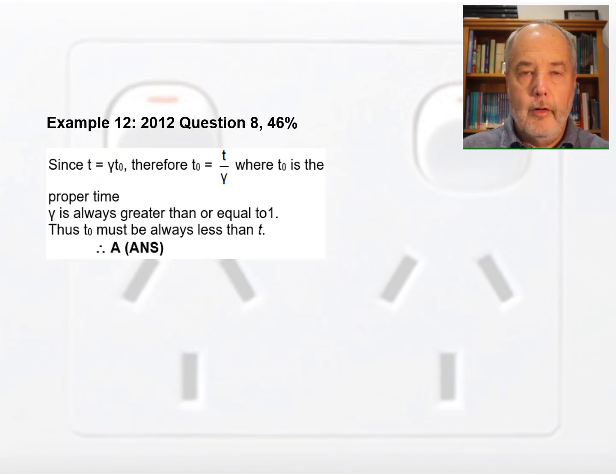The proper time is always the shortest time. It's the time measured in the rest frame. In any moving frame, the time is going to be longer than that. Therefore, the answer is A.